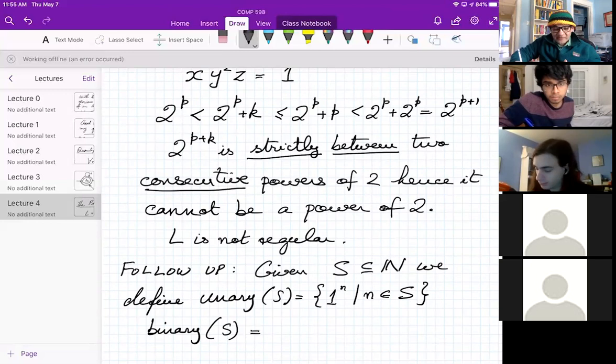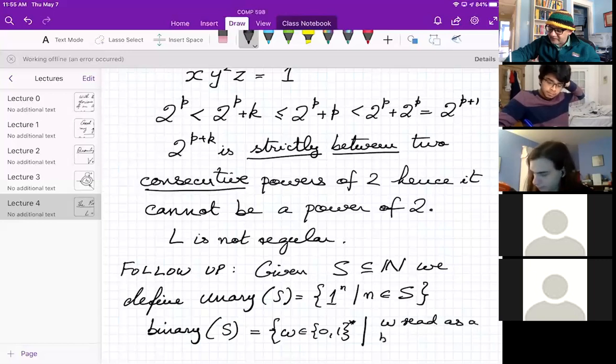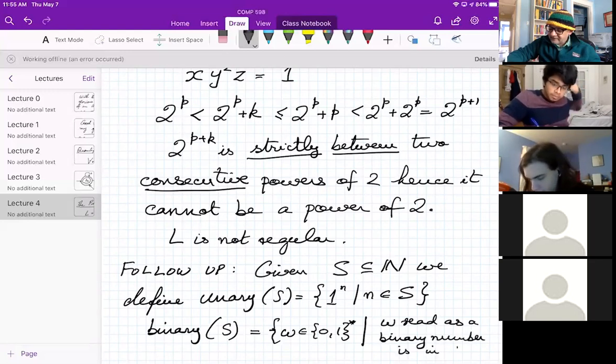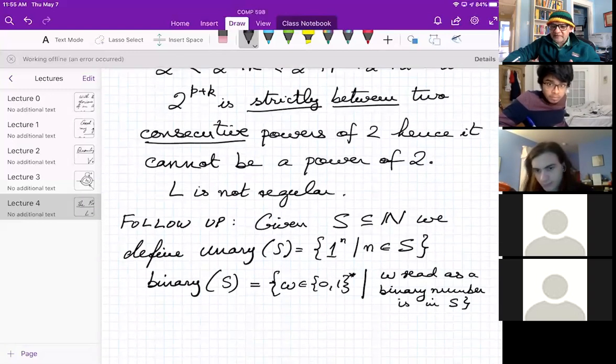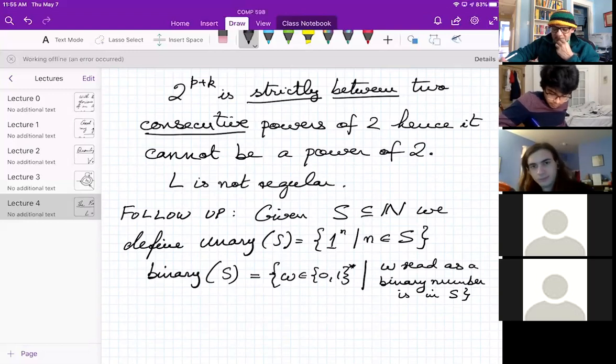Binary S is the same thing, except we are using binary notation. So it's a set of words in {0,1}* such that w, read as a binary number, is in S. Okay, so everybody understands these two sets, unary S and binary S. These are parametric things. You give me an S and it determines these two sets of strings. Okay, so here's the question.